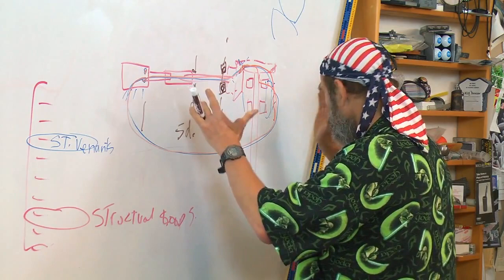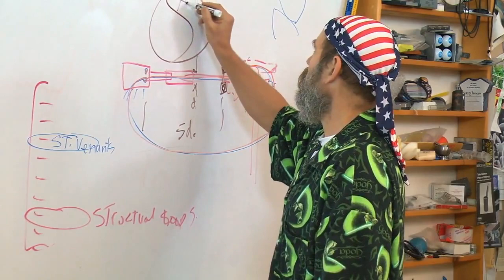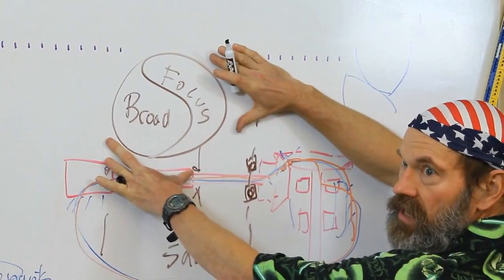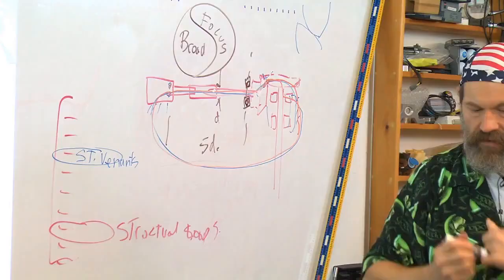Think about it. You need to be focused and broad. The two form the circle of thought. You've got to do both at the same time. You've got to think about everything and one thing all at once. Very critical skill.